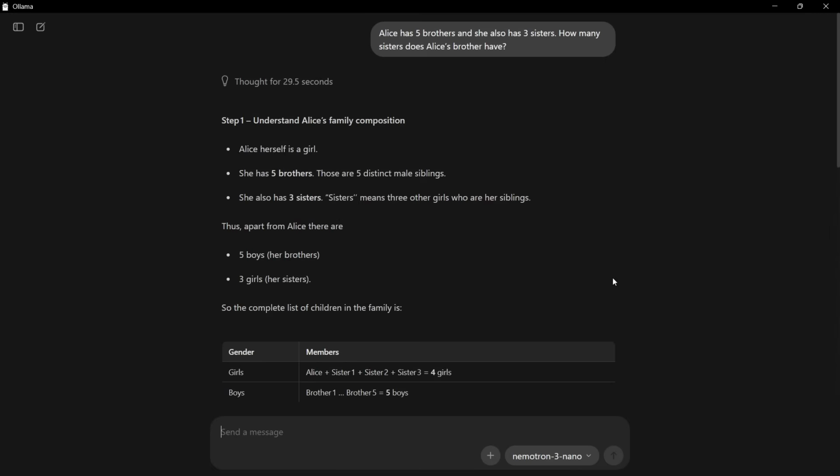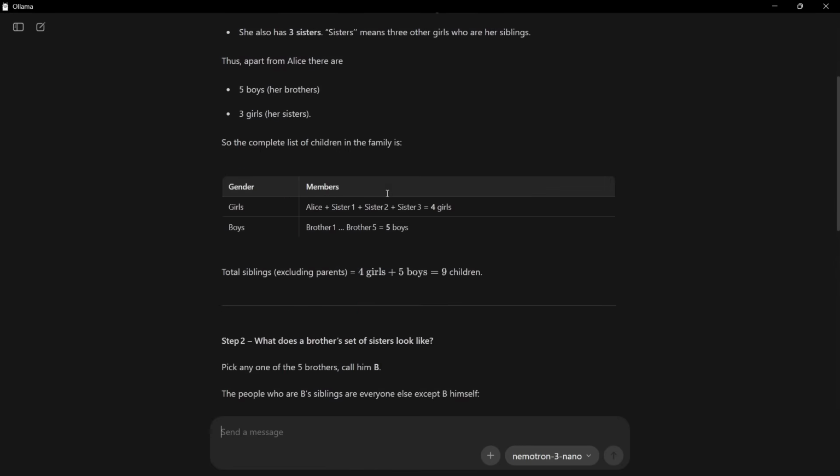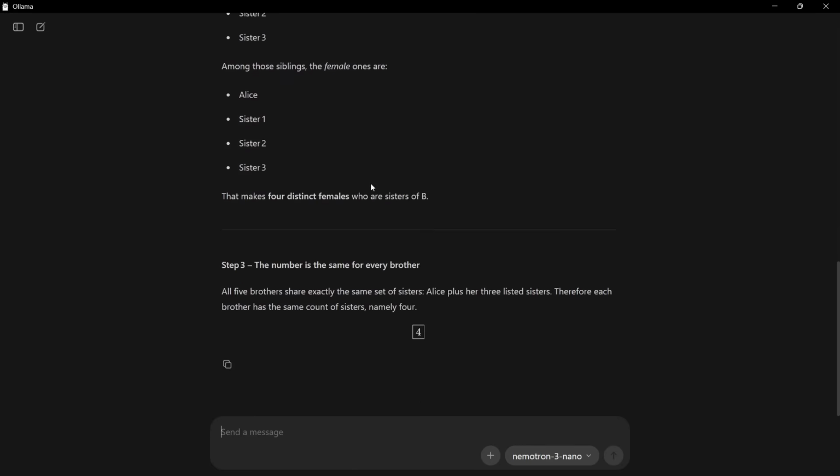So here it says, Alice herself is a girl. She has 3 brothers. So therefore there are 3 sisters. And it goes to work it all out. Let's see what the final answer it gives is. Therefore, each brother has the same count of sisters, namely 4, which is correct. Now remember, it wasn't that long ago that these models would answer 3 because they didn't understand to include Alice in the list of other sisters.